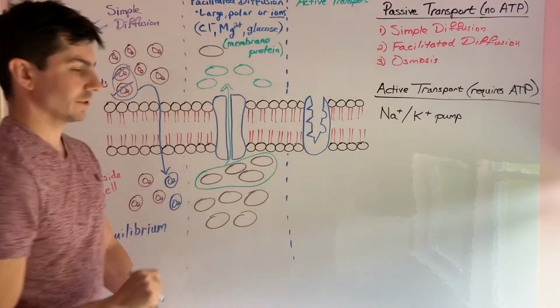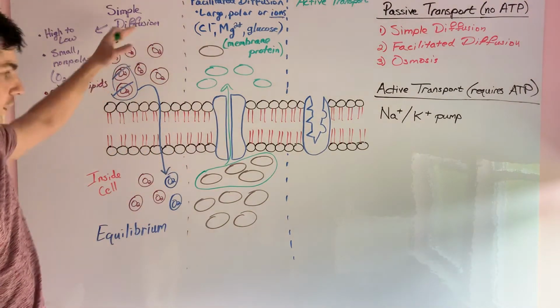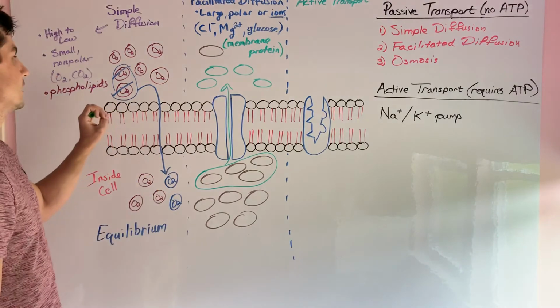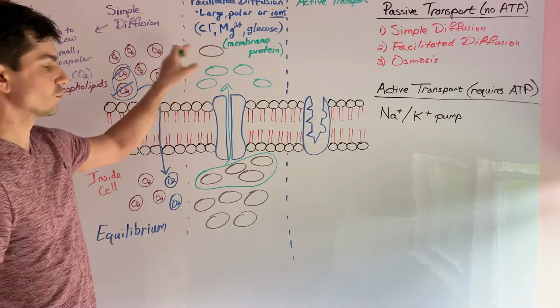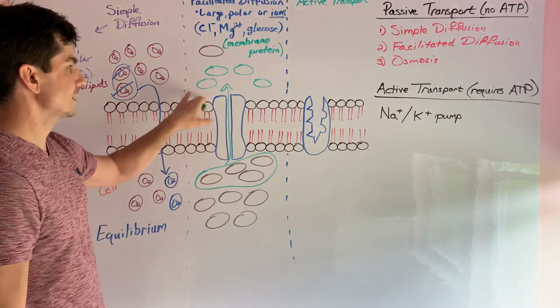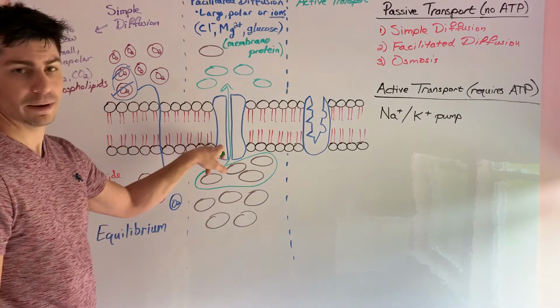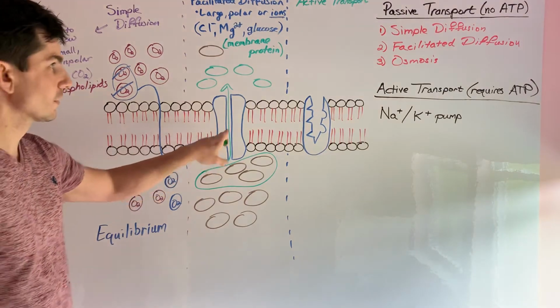So here's the difference between all three of them. Simple diffusion, we're going to move right through the phospholipids. It's going to go high to low, and we're going to move small nonpolar molecules. Facilitated diffusion, we're still going high to low. Nothing changed there. The only difference is instead of going through the phospholipids, we got to go through a membrane protein because these molecules are larger or polar.